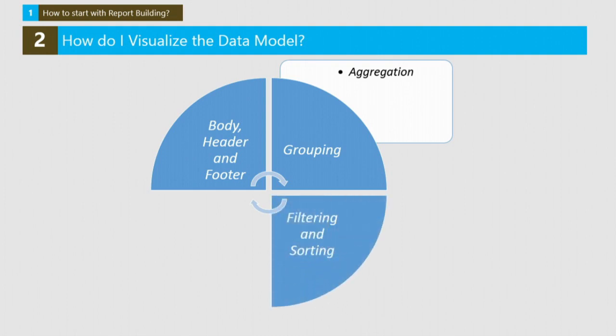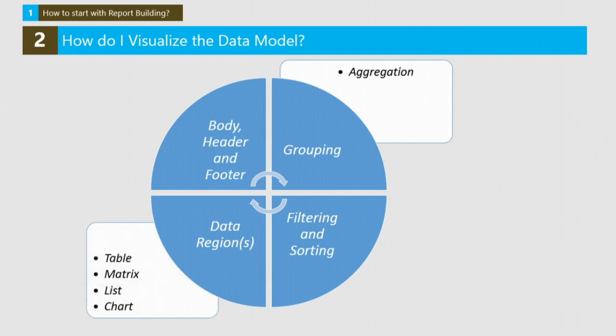In our layout, we might need to apply filters and sorting depending on where the information actually is in the data set. And we're going to do this by making use of different data regions in the layout, and the data regions that we can use are the table, the matrix, the list and the chart.